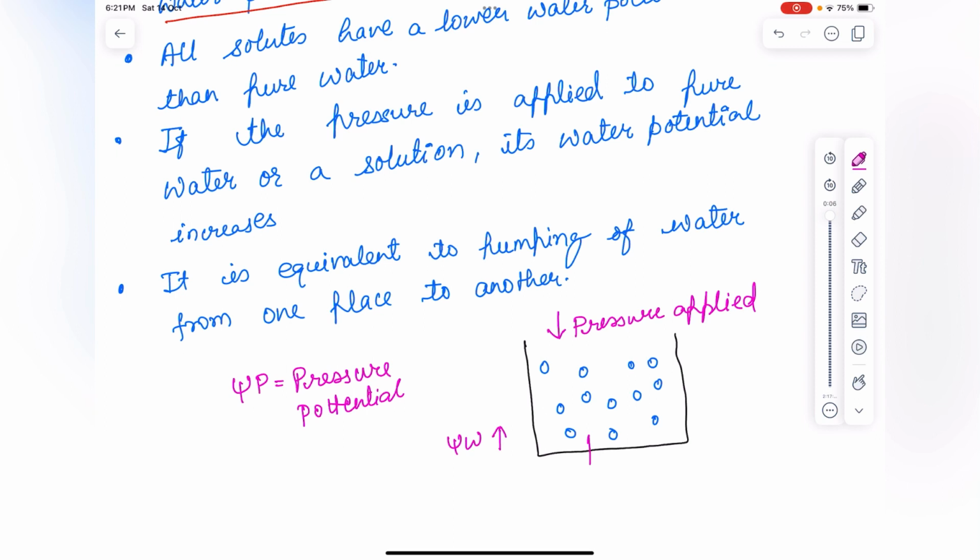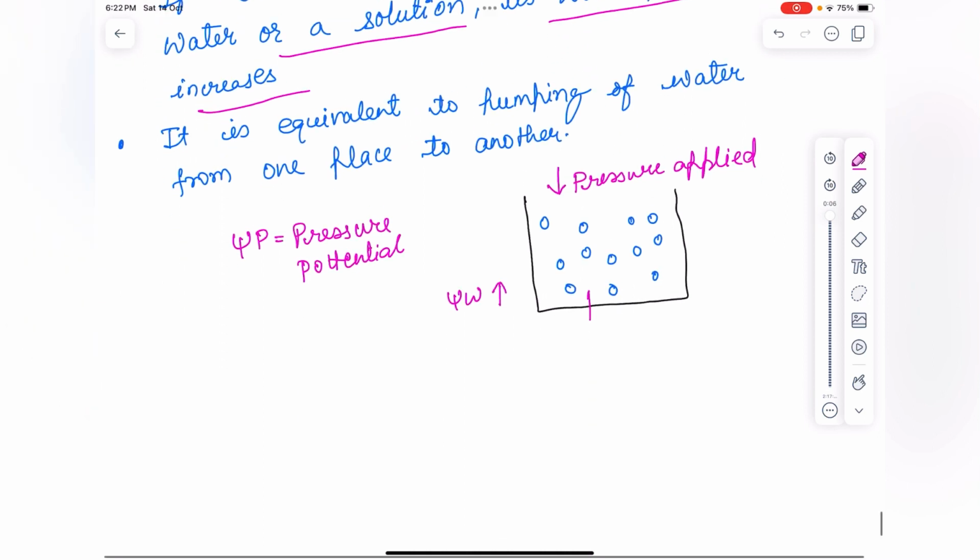It is equivalent to pumping water from one place to another. This pressure can build up in a plant system when water enters the plant cell due to diffusion, causing a pressure build-up against the cell wall, and it makes the cell turgid. If pressure is applied to pure water or a solution, the water potential will increase, equivalent to pumping water from one place to another.